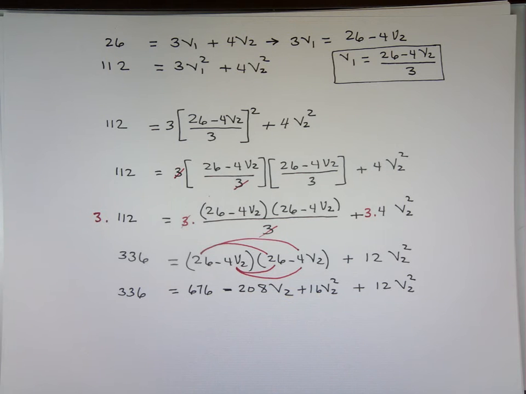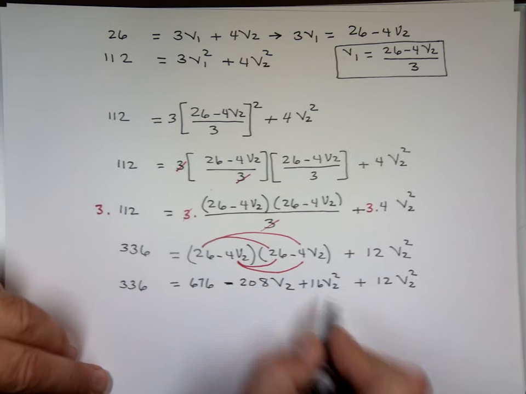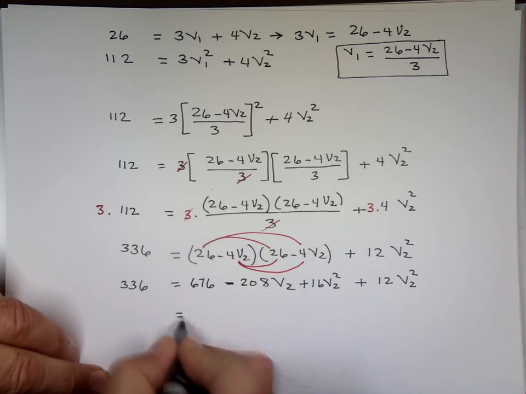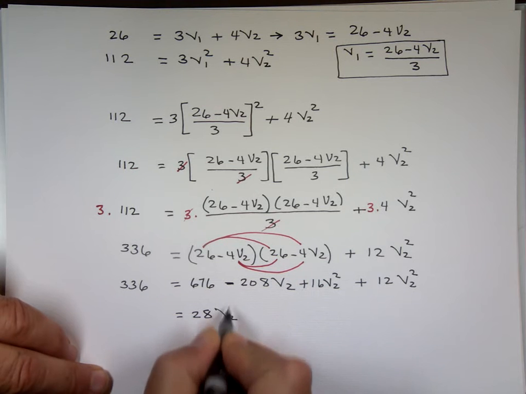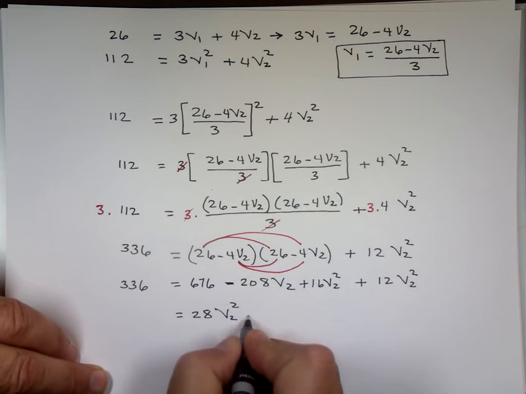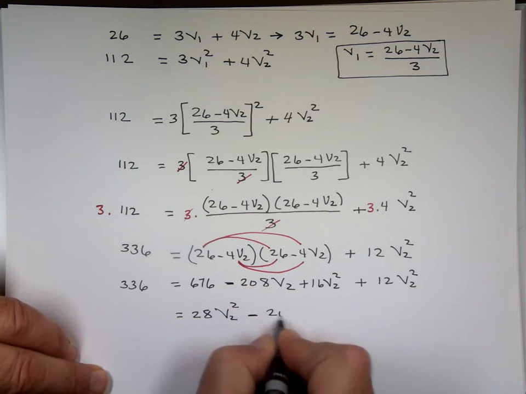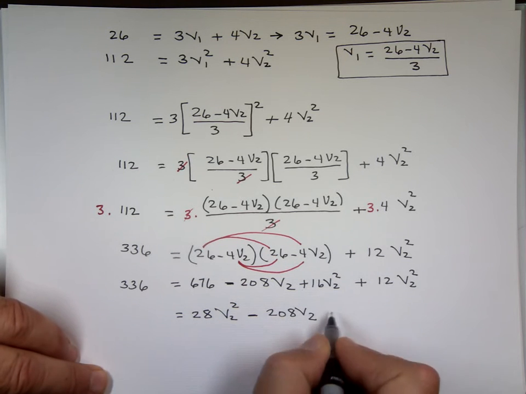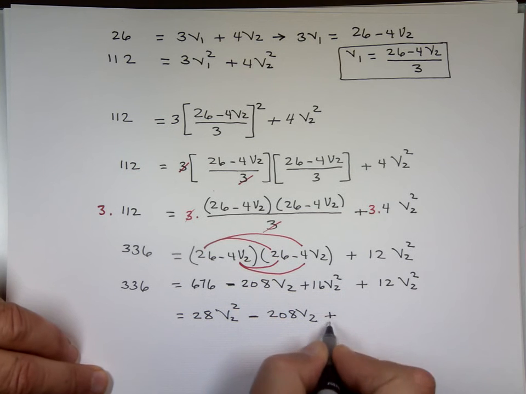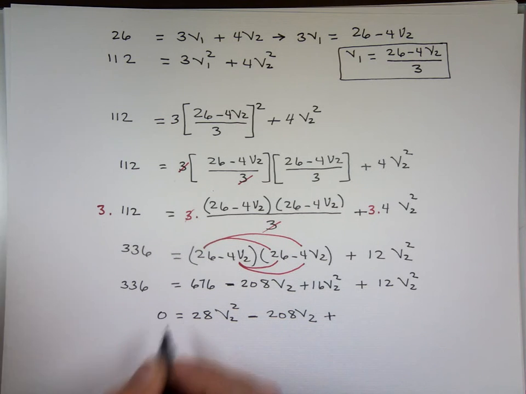If we combine like terms, move everything to one side, this is what we're going to have. What's 12 and 16? 28 v2 squared minus 208 v2. Bring this one to this side, becomes a minus 676 minus 336, 340.